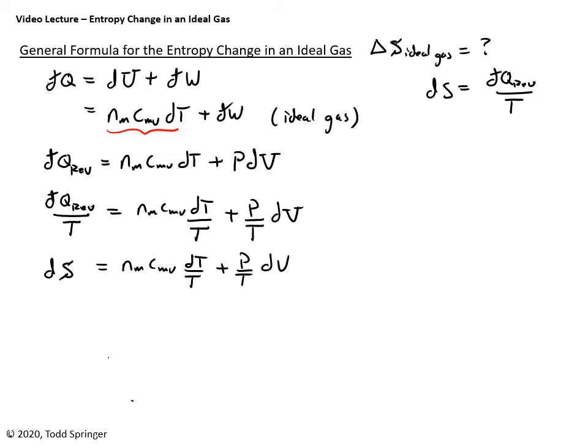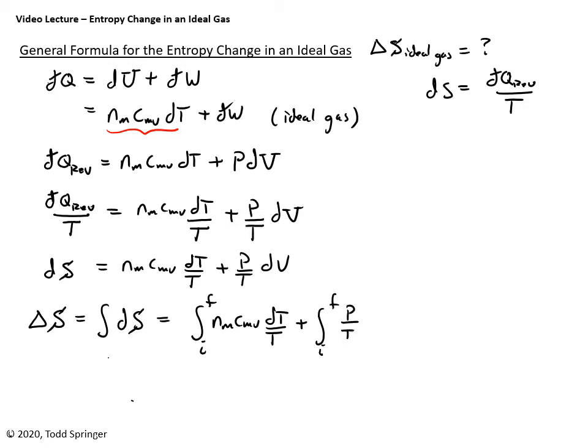Okay. Now suppose I want delta S, the change in S, which I would get by integrating dS. That means I should integrate both of these terms: dT over T from some initial temperature to some final temperature, plus P over T dV. This is as far as we got before when we were doing heat, but this looks better. The first integral I can do no problem.